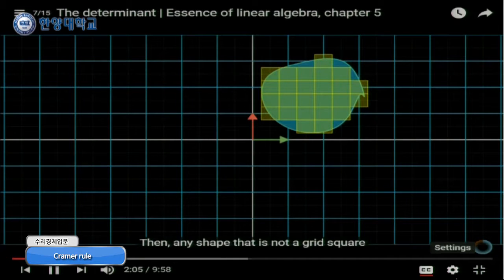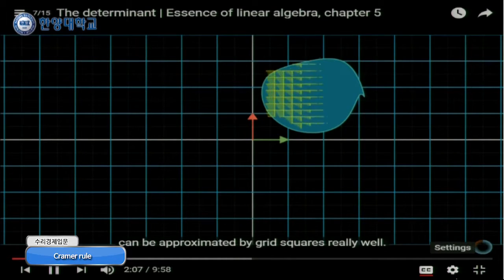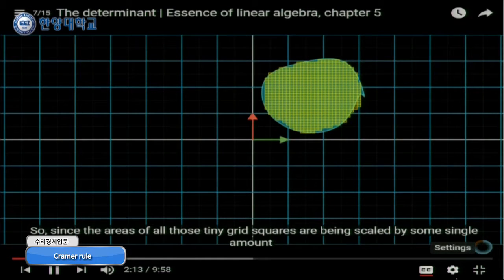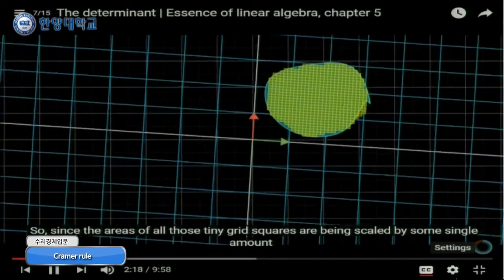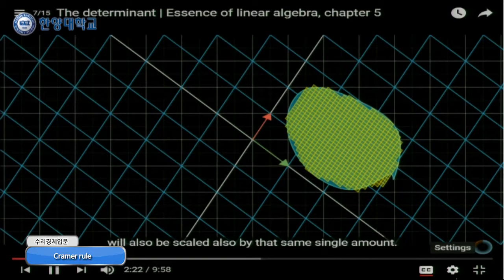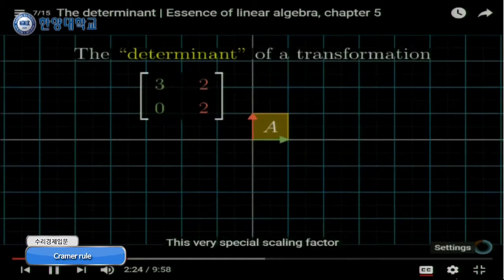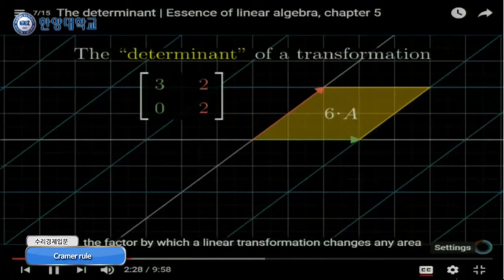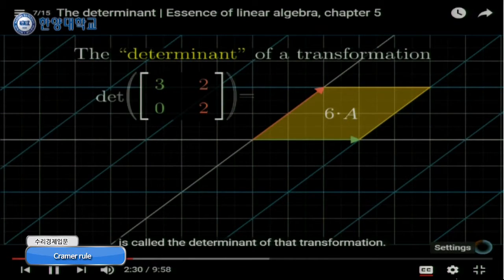Then, any shape that's not a grid square can be approximated by grid squares pretty well, with arbitrarily good approximations if you use small enough grid squares. So, since the areas of all those tiny grid squares are being scaled by some single amount, the area of the blob as a whole will also be scaled by that same single amount. This very special scaling factor, the factor by which a linear transformation changes any area, is called the determinant of that transformation.